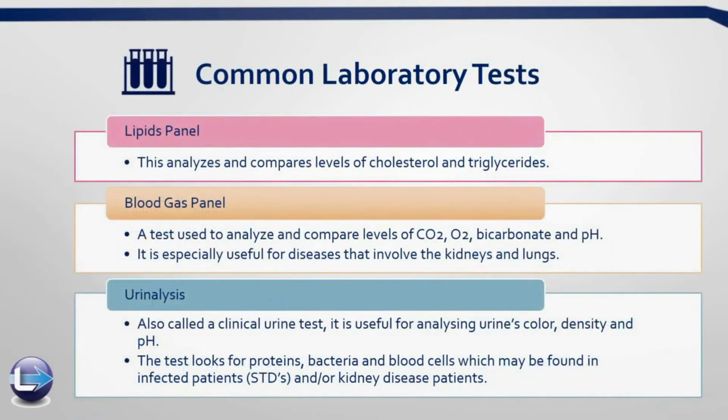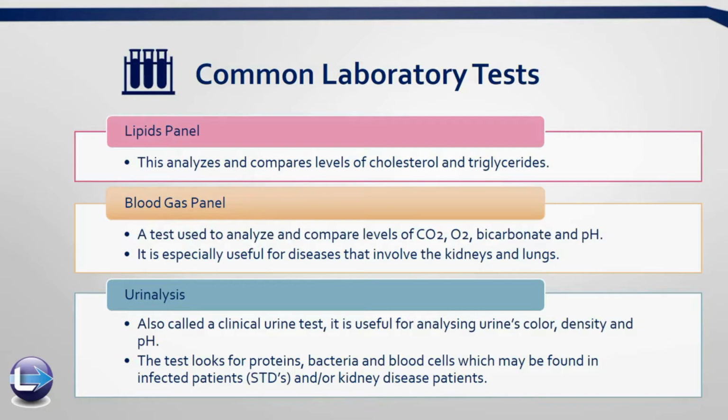Common laboratory test. Lipids panel. This analyzes and compares levels of cholesterol and triglycerides. Blood gas panel. A test used to analyze and compare levels of CO2, O2, bicarbonate, and pH. It is especially useful for diseases that involve the kidneys and lungs. Urinalysis. Also called a clinical urine test, it is useful for analyzing urine's color, density, and pH. The test looks for proteins, bacteria, and blood cells which may be found in infected patients, STDs, and/or kidney disease patients.